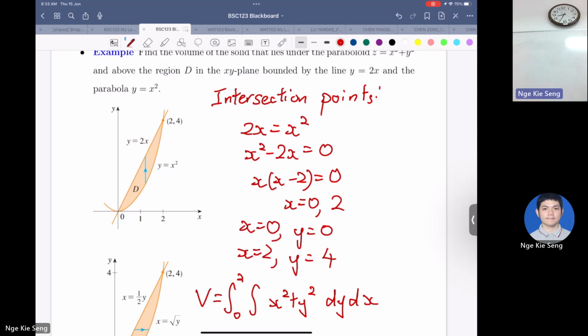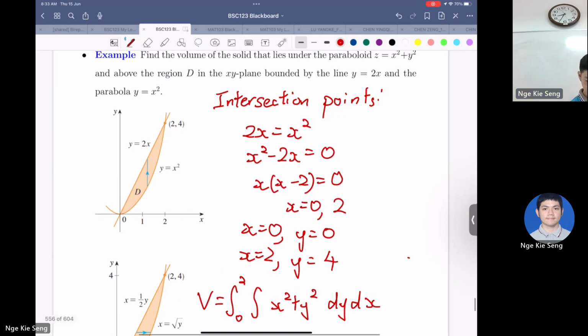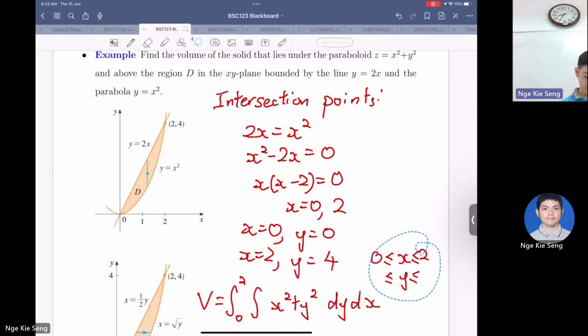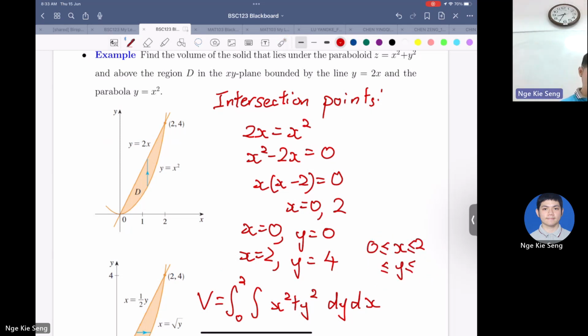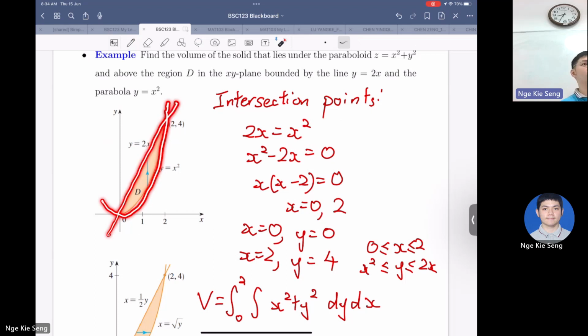Okay, what is y? What is y? Y is 0 to 4. I mean the integration domain. Okay, x squared to 2x. Is this correct or not? X squared to 2x. So the bottom one is x squared, the above one is 2x.